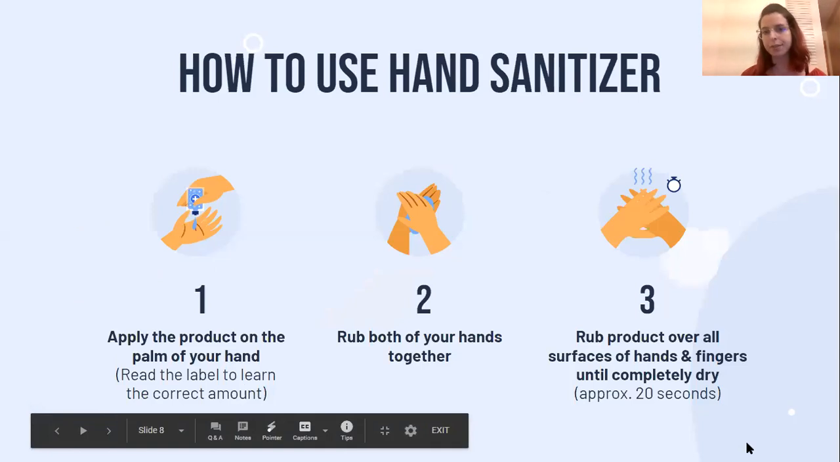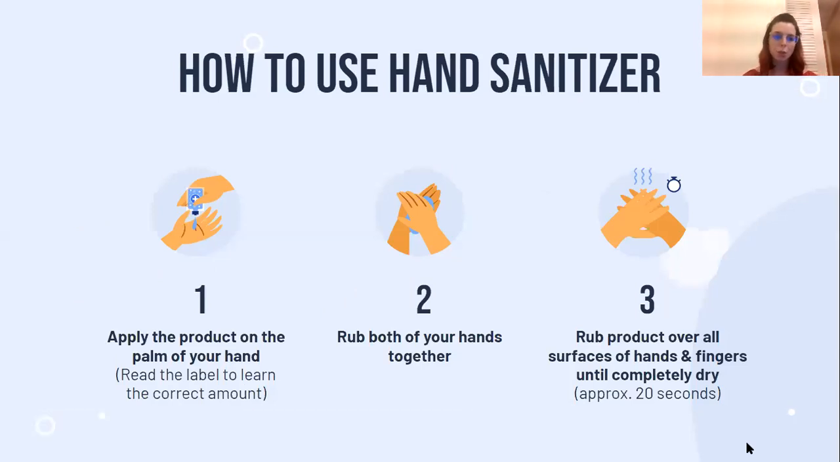So how do you use hand sanitizer? You want to apply the product on the palm of your hand, read the label to learn the correct amount of hand sanitizer that you should be using. Rub both of your hands together and rub the product over all surfaces of your hands and fingers as you would if you were using hand soap and washing your hands. And you want to do this until your hands are completely dry, which is an approximate 20-second duration.